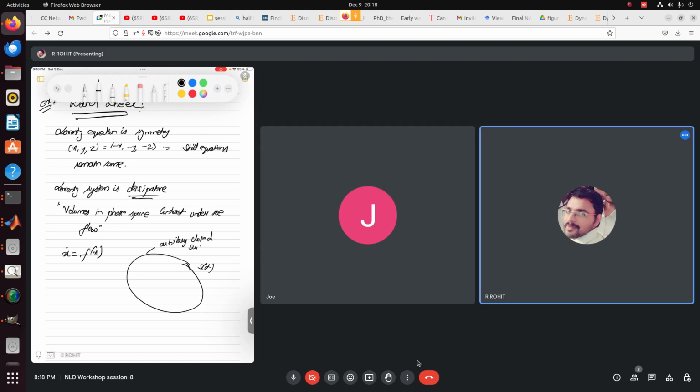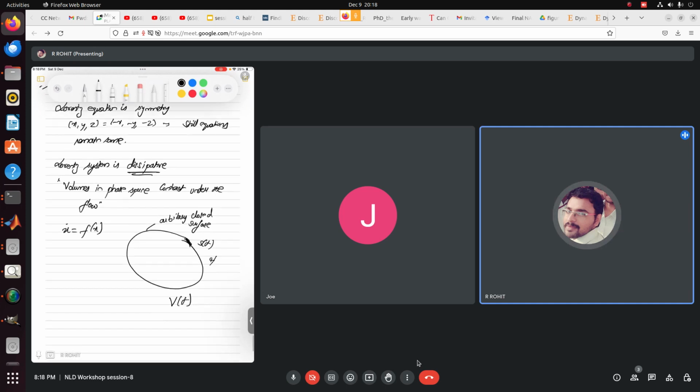It's an arbitrarily closed surface of volume V of t. Say you had a full volume V of t. Out of that, I am showing the front view of that surface. So S of t is the front view surface of that. And now we are considering a point on S as, say, the initial condition.